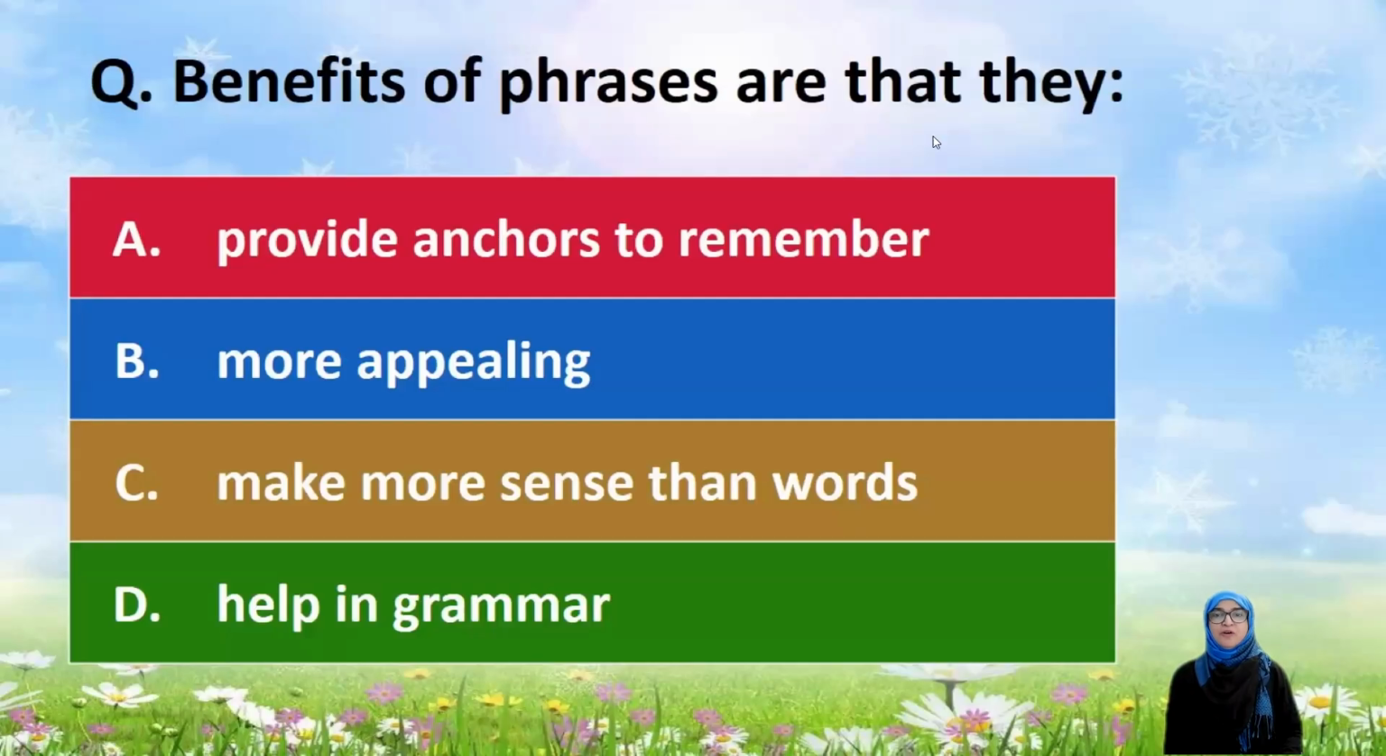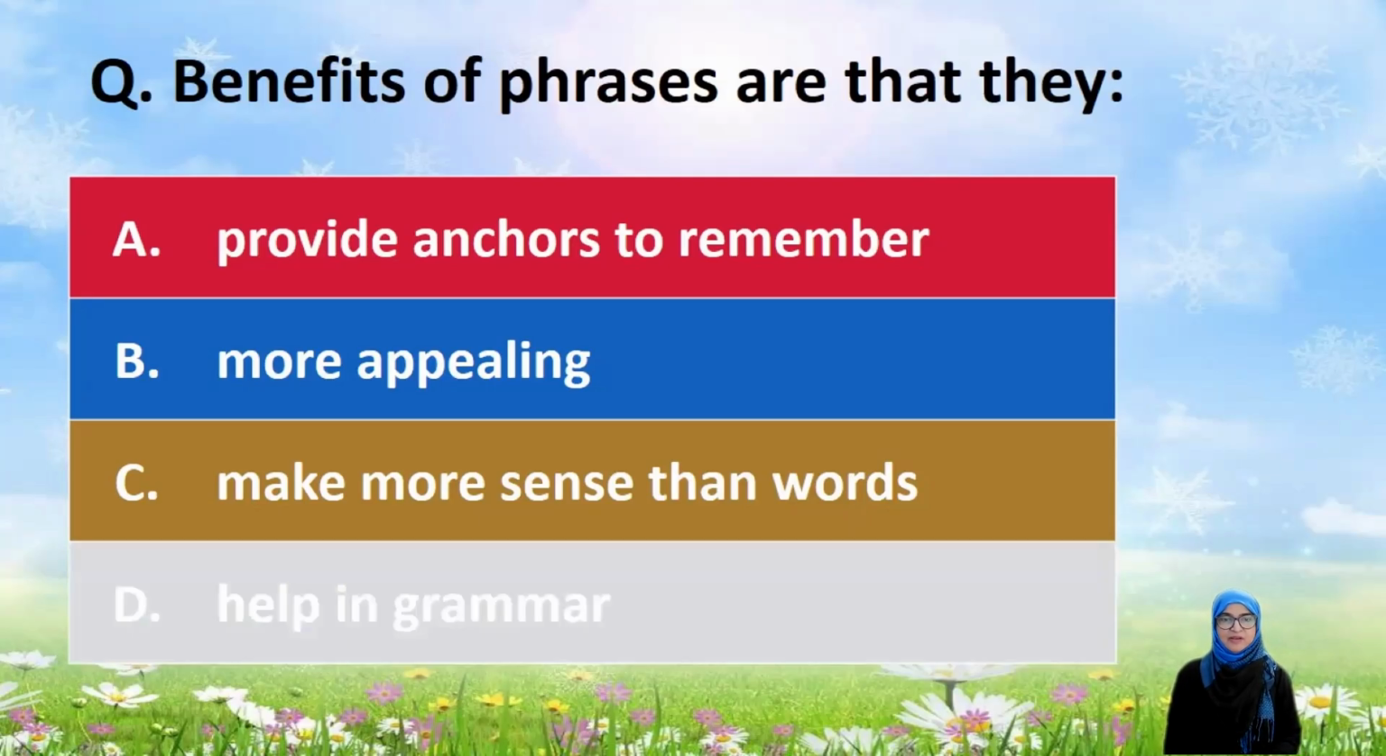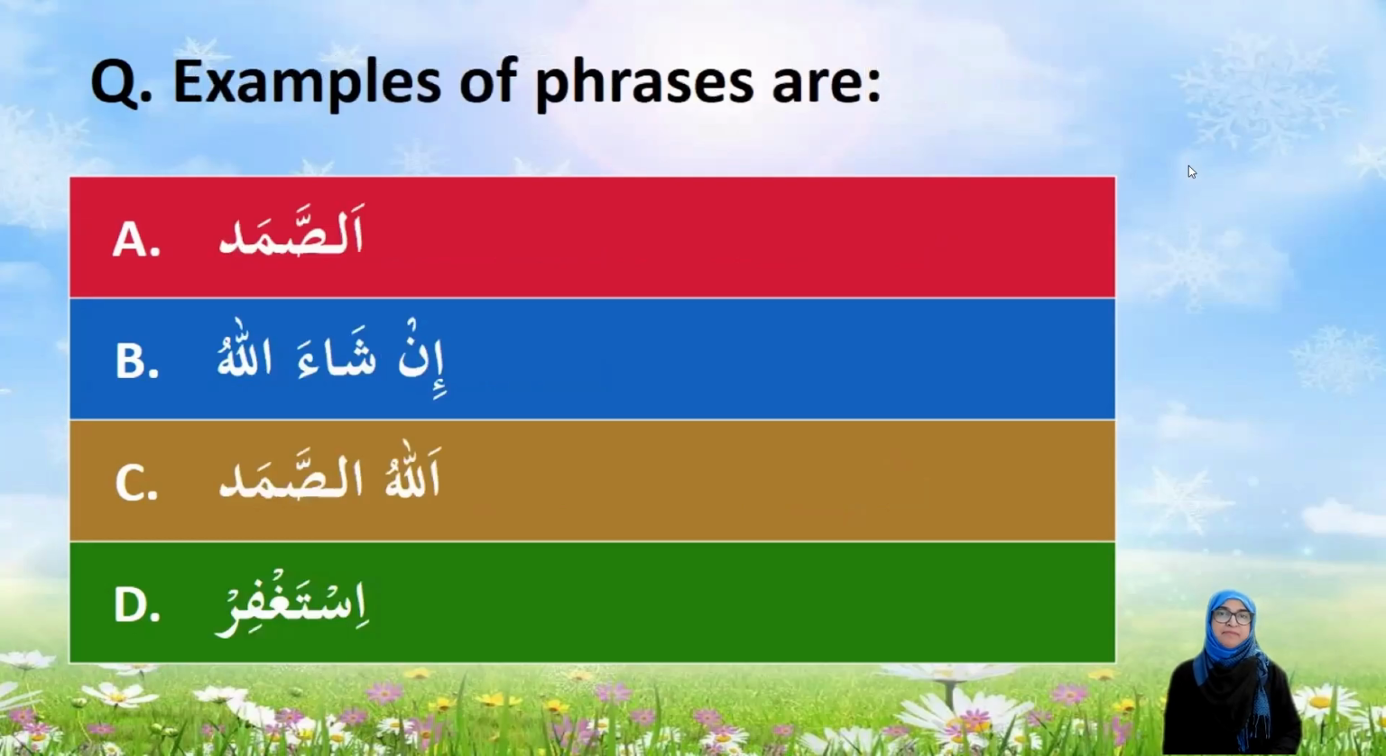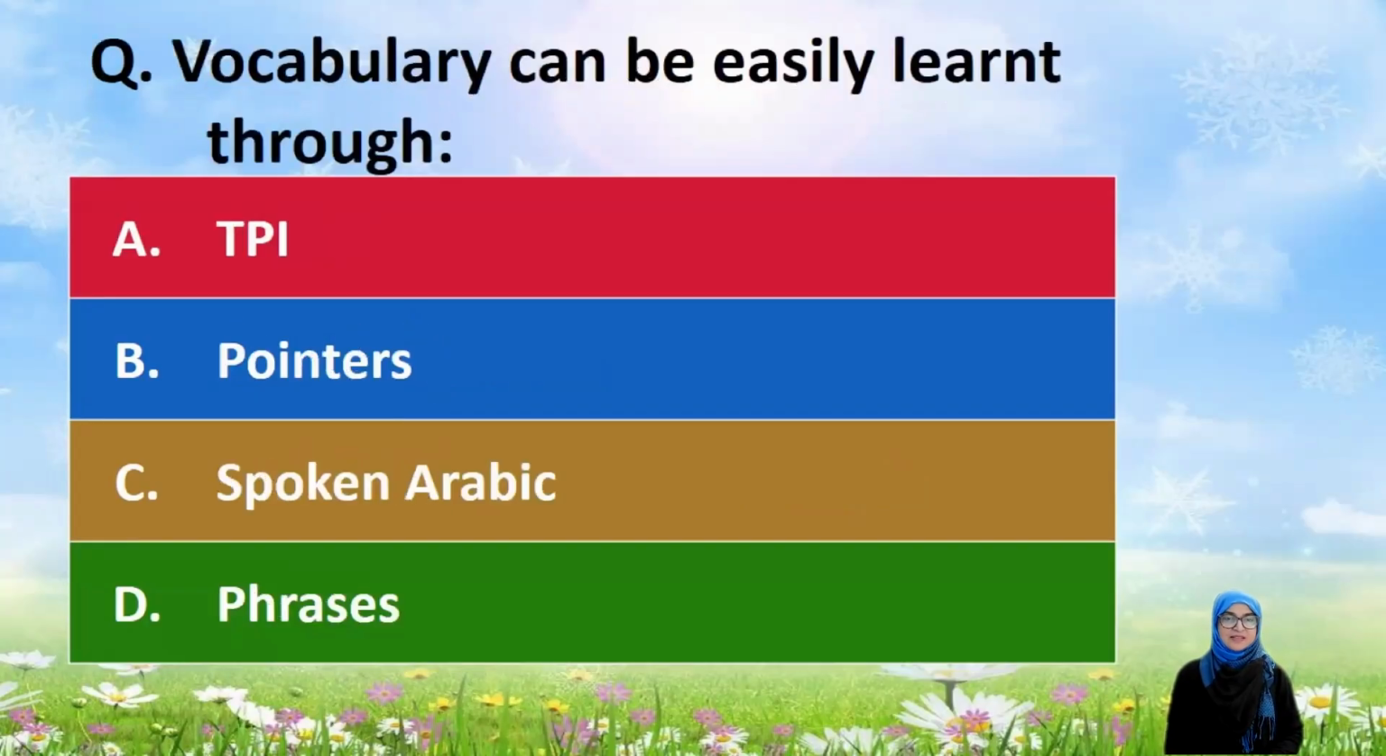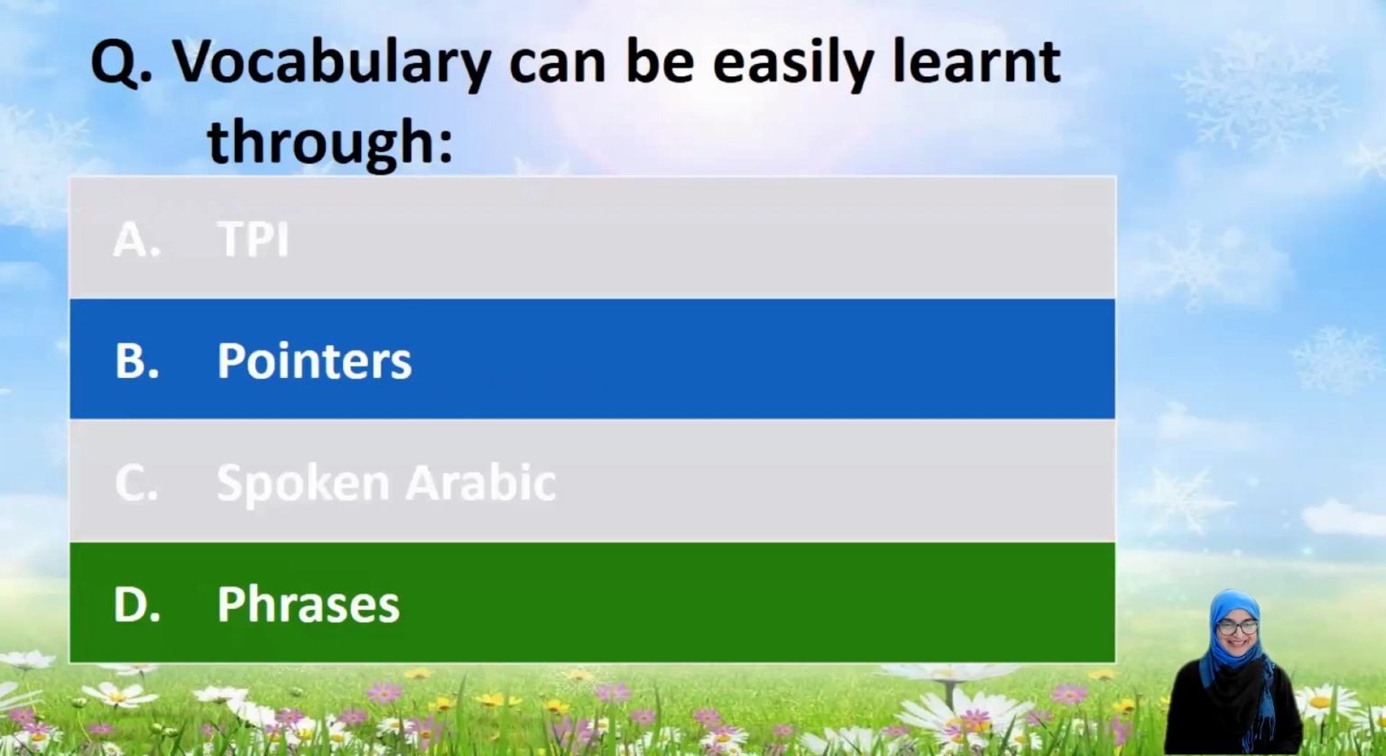All right, what are the benefits of phrases? They provide anchors to remember and make more sense than words. And they are more appealing. Yeah, good, alhamdulillah. Examples of phrases are Inshallah and Allahu Samad. Yes, correct. Vocabulary can be easily learned through pointers and phrases. Yes, correct.